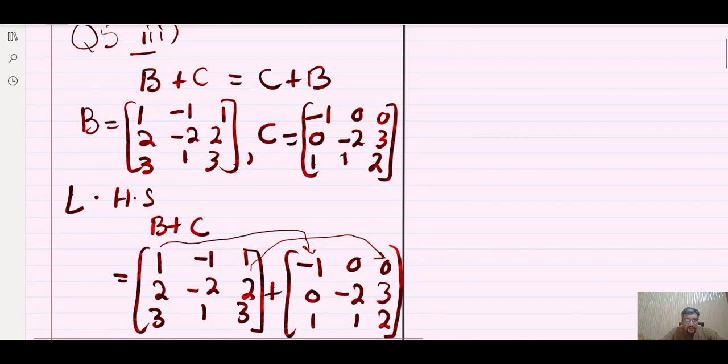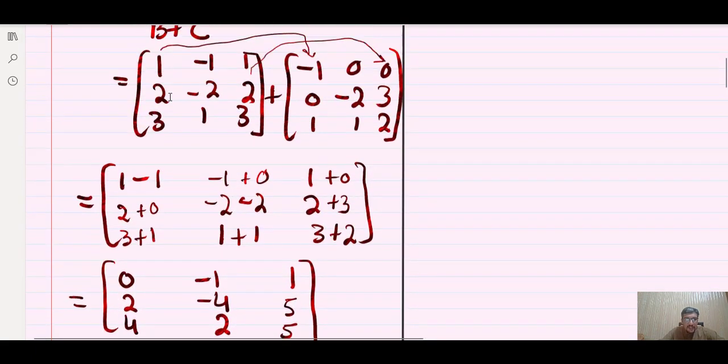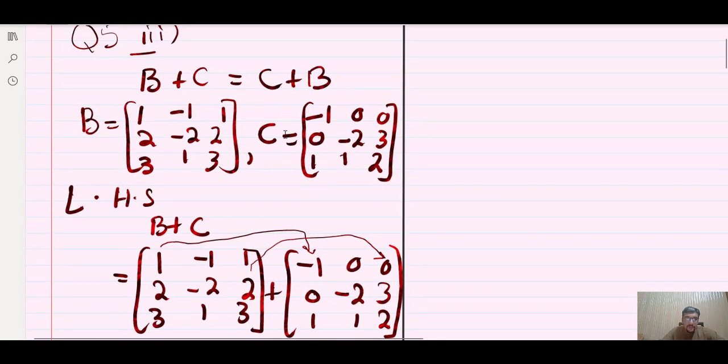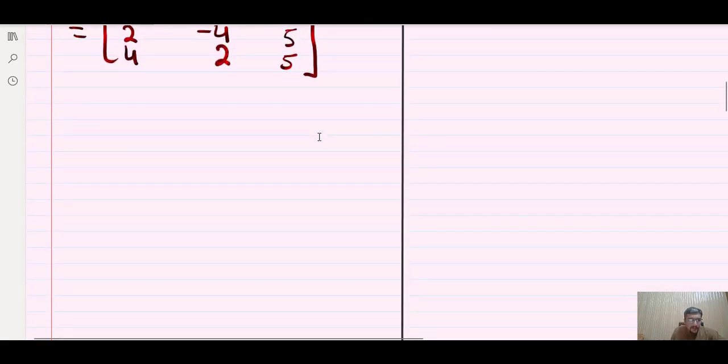Now we are going to solve the right hand side, that is C plus B, and if the result of C plus B is similar to this one, then it is verified that the left hand side is equal to the right hand side. First of all, in this right hand side we will write the C matrix first. Now we are going to solve the right hand side, that is C plus B.